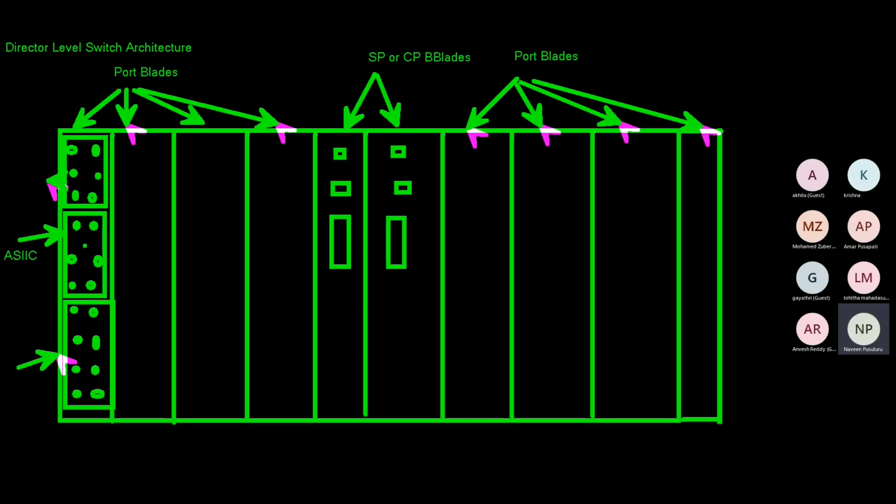We'll talk about that a little later. So every port blade contains multiple port groups, and in the back end of each port group there is an ASIC which maintains the ports in that group. This is how the director level switch architecture is. We'll connect all our storage and servers to these ports in the port blades only.